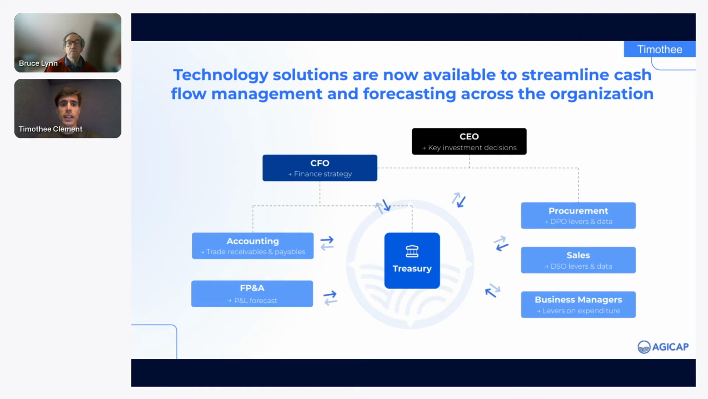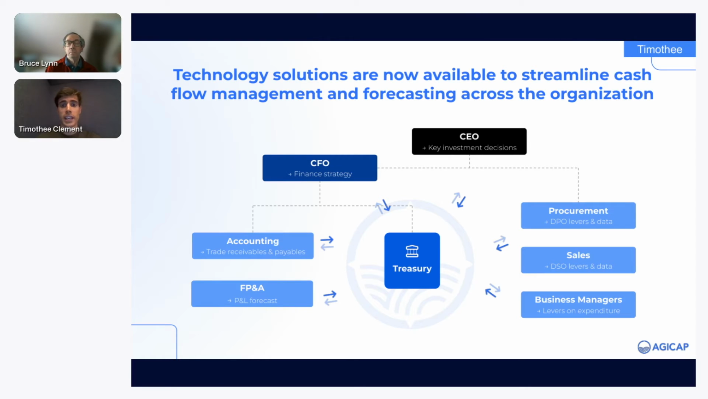Technology solutions exist now to streamline this complexity, this cash conversion cycle, in the short term and beyond. The idea is to enable treasury or controllers to communicate and streamline cash flow management across the whole organization. FP&A provides long-term top-down projections. Trade receivables and payables are available in the accounting department, in the accounting data. Procurement also will have inputs to the forecast, but sales with the CRM or business units as well.